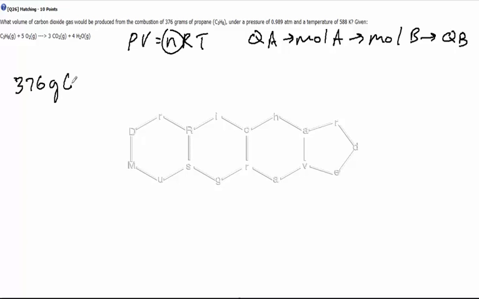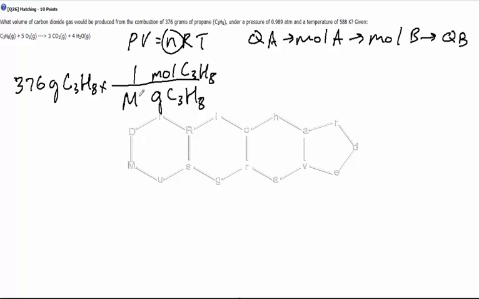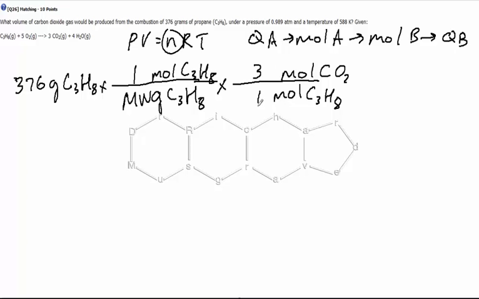376 grams C3H8 times, now I know grams of C3H8 goes on the bottom because I need that to cancel, and moles of C3H8, that's going to go on top because that's what I want next. The relationship here will be 1 mole, and I'll let you figure out the molecular weight of propane. Alright, times and then a line. We'll have moles of C3H8 on the bottom here because we know that has to cancel, and what we're looking for now is moles of CO2. Relationship here, we go over the reaction, we can see that 3 moles of CO2 is equal to 1 mole of C3H8. Alright, and that's going to end up giving us a certain number of moles of CO2.